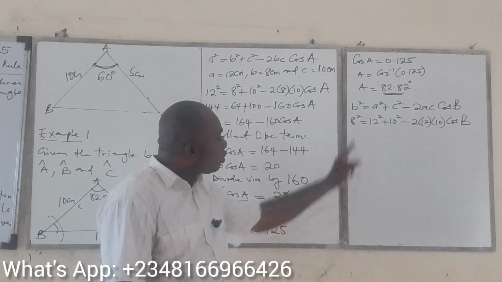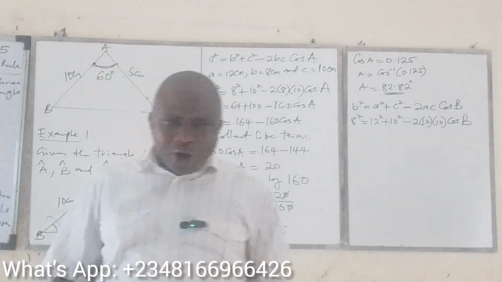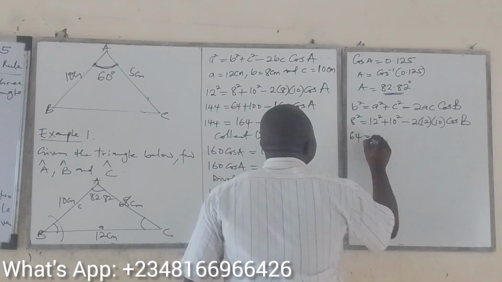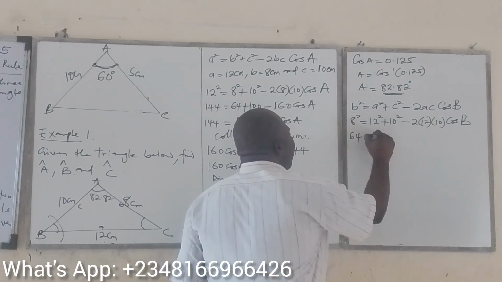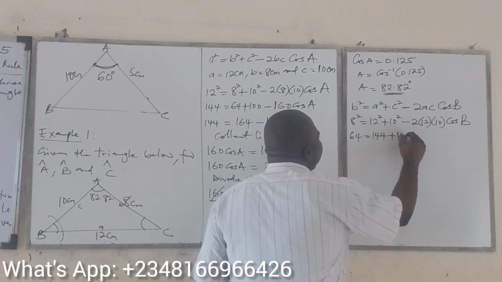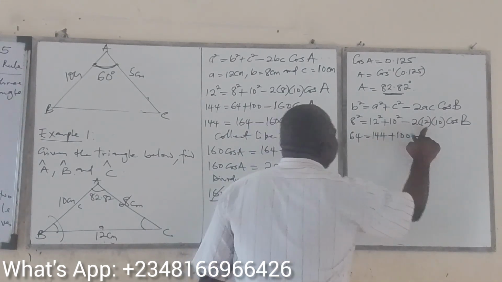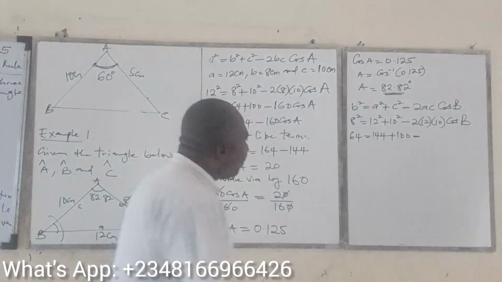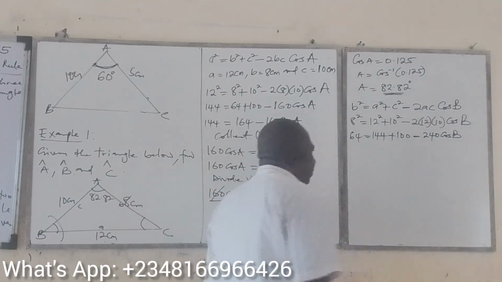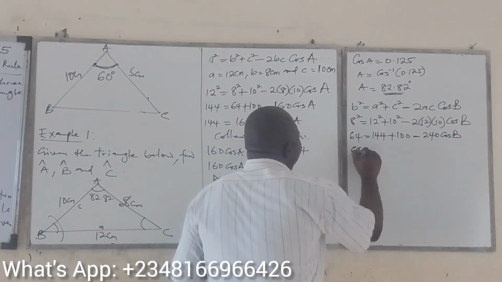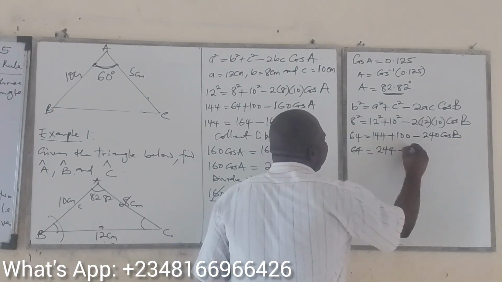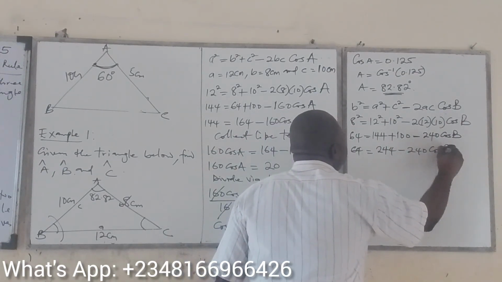Now 8 square is 8 times 8, and 8 times 8 is 64. So 64 will be equal to 12 square, which is 144, plus 10 square, which is 100, minus 2 times 12, which is 24, and 24 times 10 is 240, cos big B. So 64 will be equal to, when you add 144 plus 100, it gives 244 minus 240 cos big B.